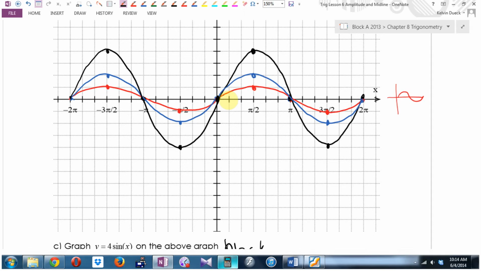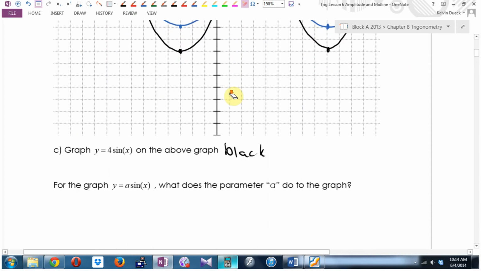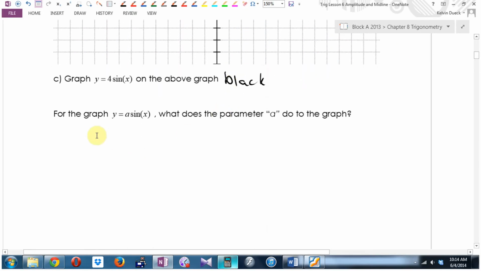Same thing works for cosine. The only difference is cosine doesn't start at 0, 0. Cosine starts up high, and so it's going to look a little different, but the same idea. The number in front of sine and cosine tells you the amplitude. It's a vertical stretch. So what does the parameter a do to the graph of y equals a sine x? What does the number sitting right there do?